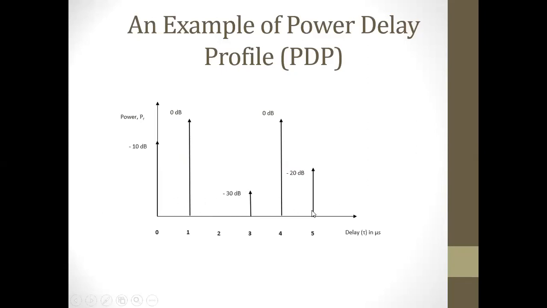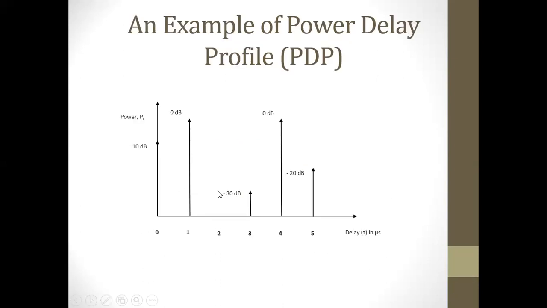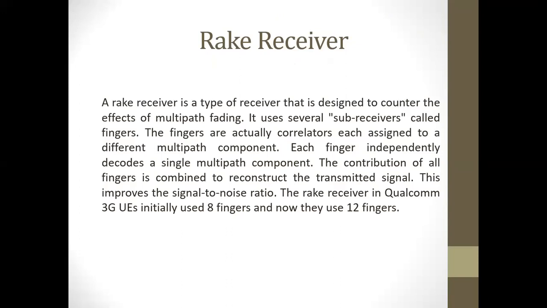They capture different components and then sum up. So the receiver has a combination of components. Qualcomm invented this rake receiver, and these components are also called fingers at the receiving end. The early Qualcomm phones or developments had the capacity to capture 8 fingers. The rake receivers could capture up to 8 fingers. Later they upgraded it and the newer phones could capture 12 fingers.